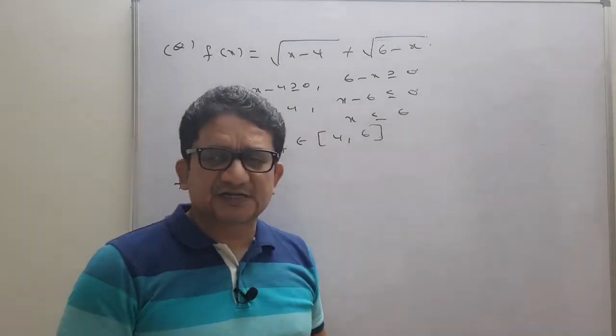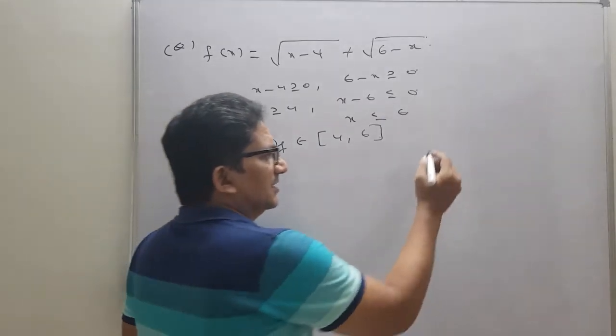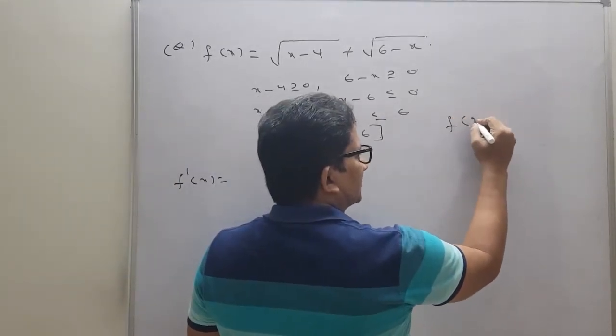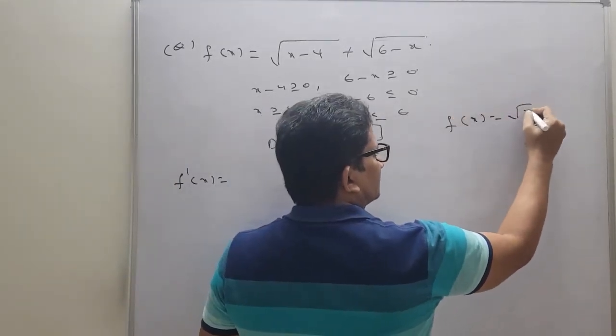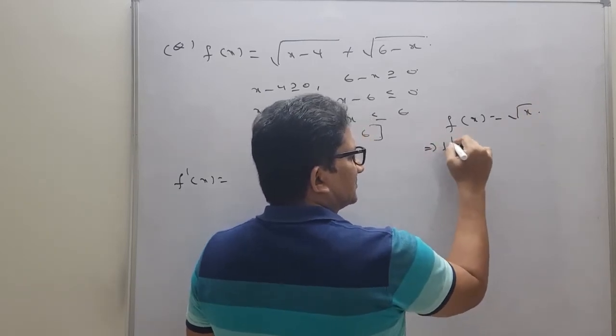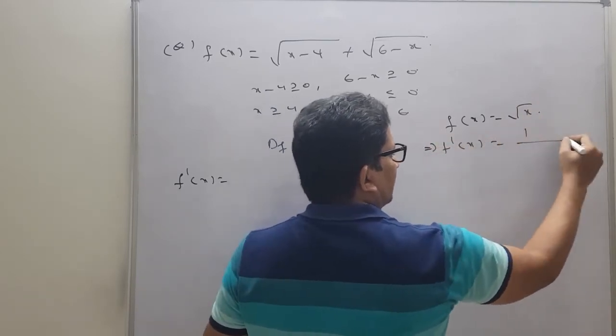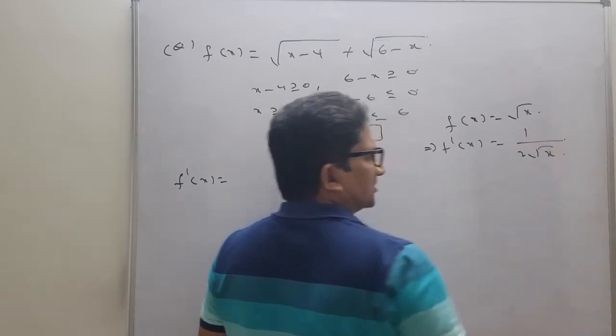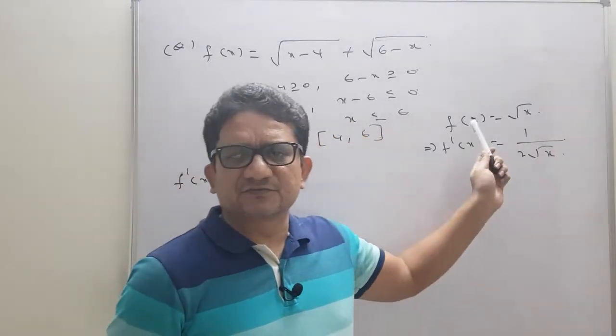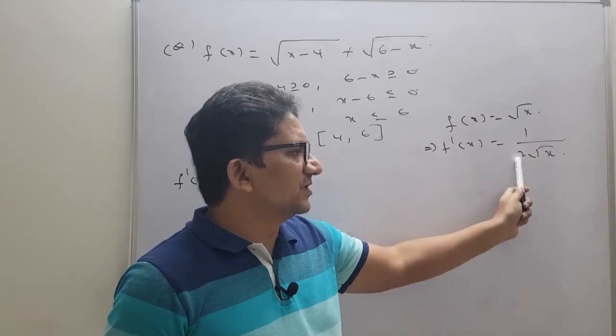Now we will go for the derivative of the function, f dash x equals to. Students, we saw in 11th class the basics of derivatives. If you have f of x equals root x, then its derivative f dash x, we know, is always 1 by 2 root x. So it is a straight function. When we have only x, we get 1 by 2 root x.